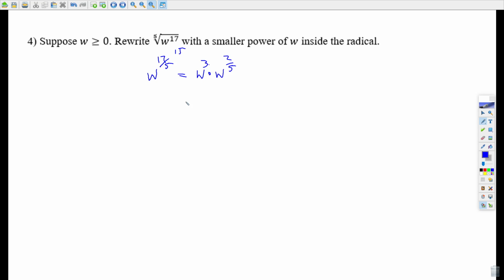The w to the 3rd is just, that's what it is, right? Times this you can rewrite as a radical. So we're going to rewrite this as what? This is the bottom number. It changes to 5th root. And then the top number we can write inside with the w squared. So this would be your answer. I don't think there's an easier way to do it. Like that's it.